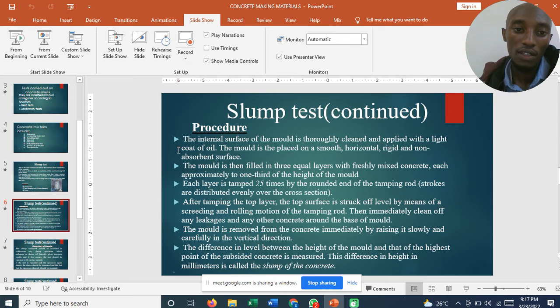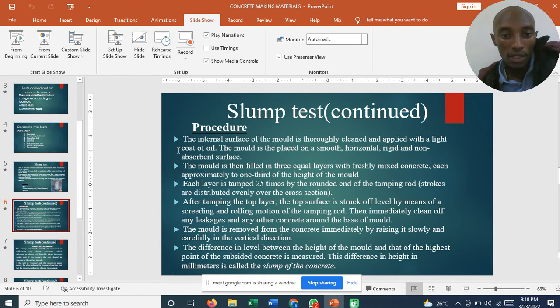Now we will move to the procedure of conducting the slump test. The internal surface of the mold is thoroughly cleaned and applied with a light coat of oil, to prevent the concrete from sticking. The mold is placed on a smooth, horizontal, rigid, and non-absorbent surface. The mold is then filled in three equal layers with freshly mixed concrete, each approximately one third of the height of the mold. Each layer is tamped 25 times by the rounded end of the tamping rod.